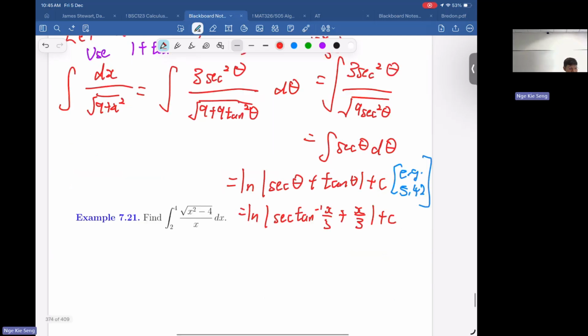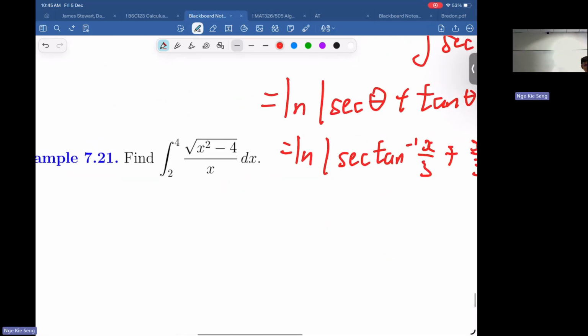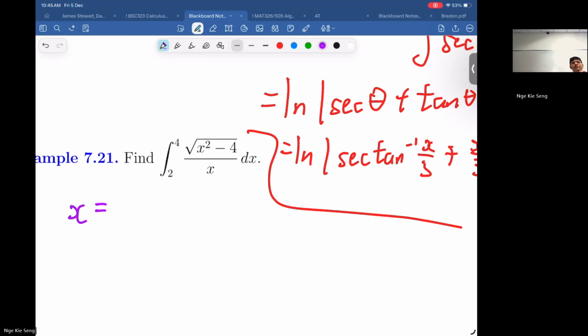Okay, maybe we'll skip 7.21. This is obviously another example, x squared minus 4, right? You should use the third substitution. So let's skip this one. For this one, tell me what to substitute, then we can skip. Looking at this, what do you want to substitute? x equals to what? So x squared minus a squared, right? So a here is 2. So x equals 2 times secant. Yes. Okay, do this.